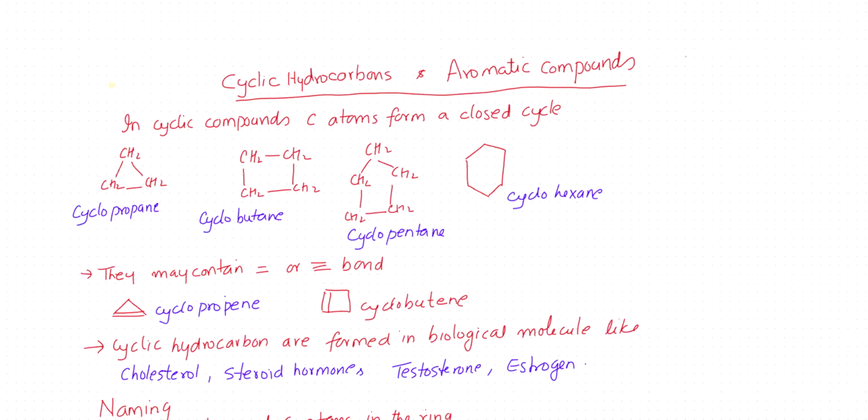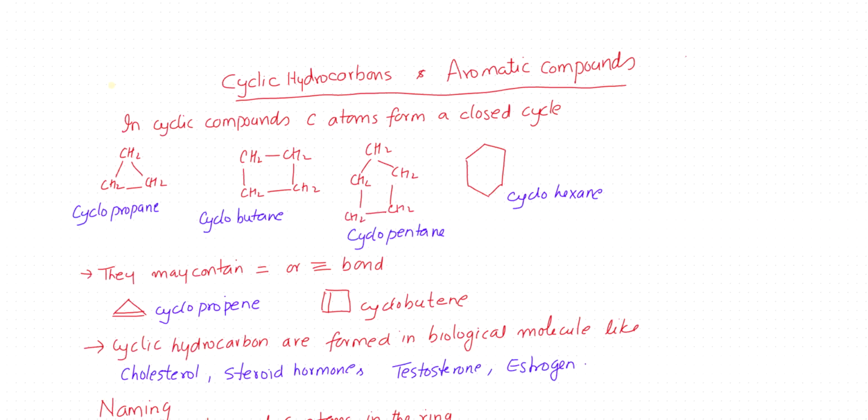Today in this video, we'll see how to name cyclic and aromatic compounds. Cyclic compounds are compounds that form a closed cycle. For example, 3 carbons in a closed cycle are called cyclopropane. 4 carbons forming a closed cycle are called cyclobutane. 5 carbons in a closed cycle are called cyclopentane, and 6 carbons in a closed cycle form cyclohexane. And if there are 7 carbons, cycloheptane, and so on.